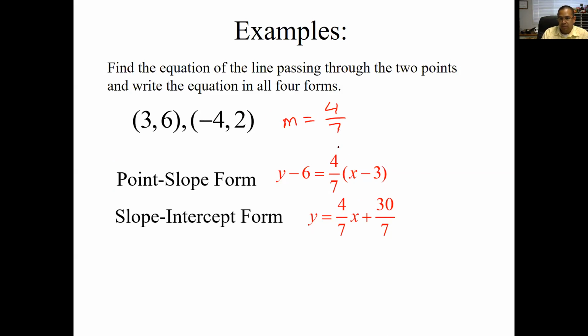All right, so we could just distribute here. So distribute, and then add the 6, and you'll get the 30/7. Right, so if you distribute here, you get negative 12/7. But then we need to add this 6, right? So if we're adding 6, but we want a common denominator, multiply, that's going to give us a 42. So negative 12 plus 42 gives us the 30. Good.